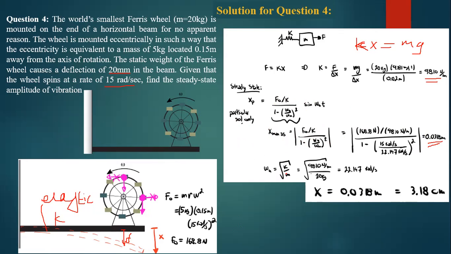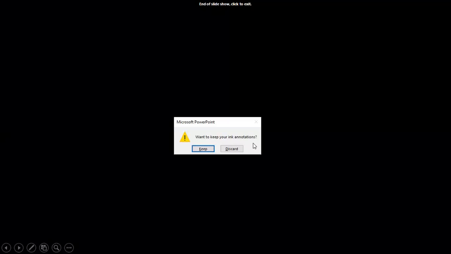So omega n is equal to square root of k over m. So we can find omega n as 22.147 rad per second, because the mass is 20 kilogram. The stiffness is calculated like this. Then this is the natural frequency, and this is the amplitude. So these are the questions. Maybe it is helpful for you.